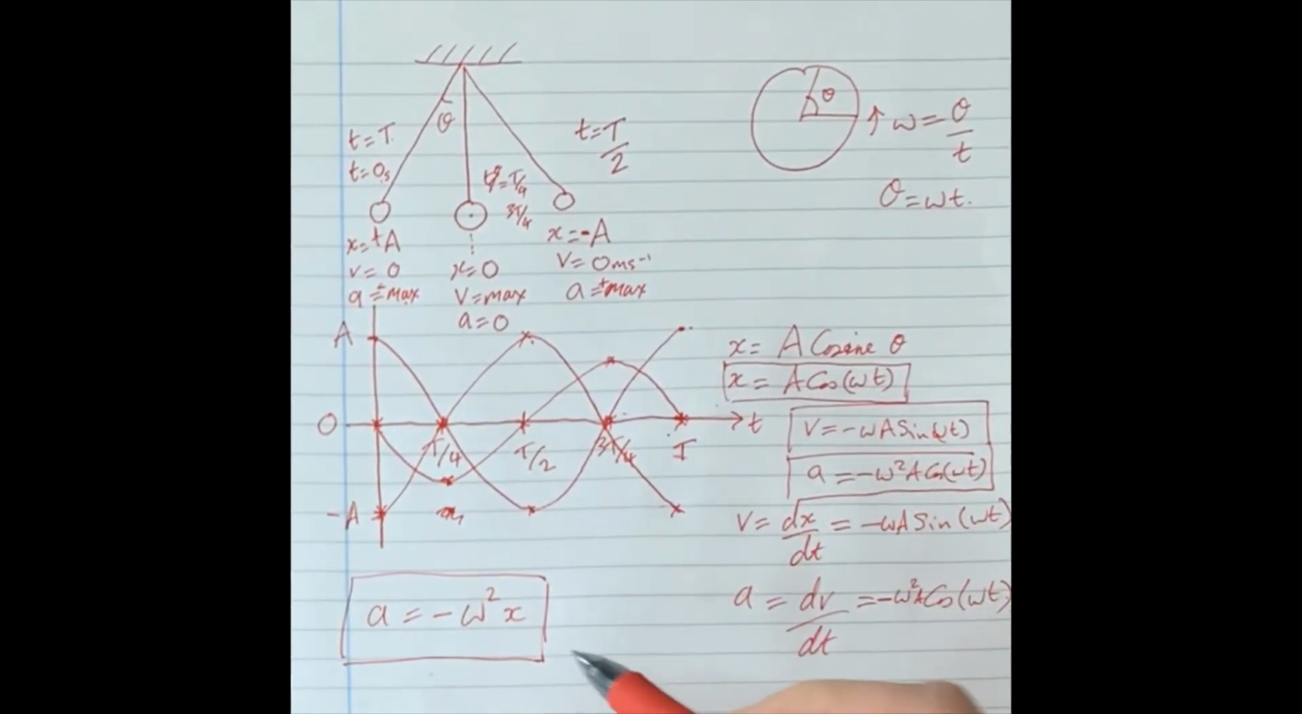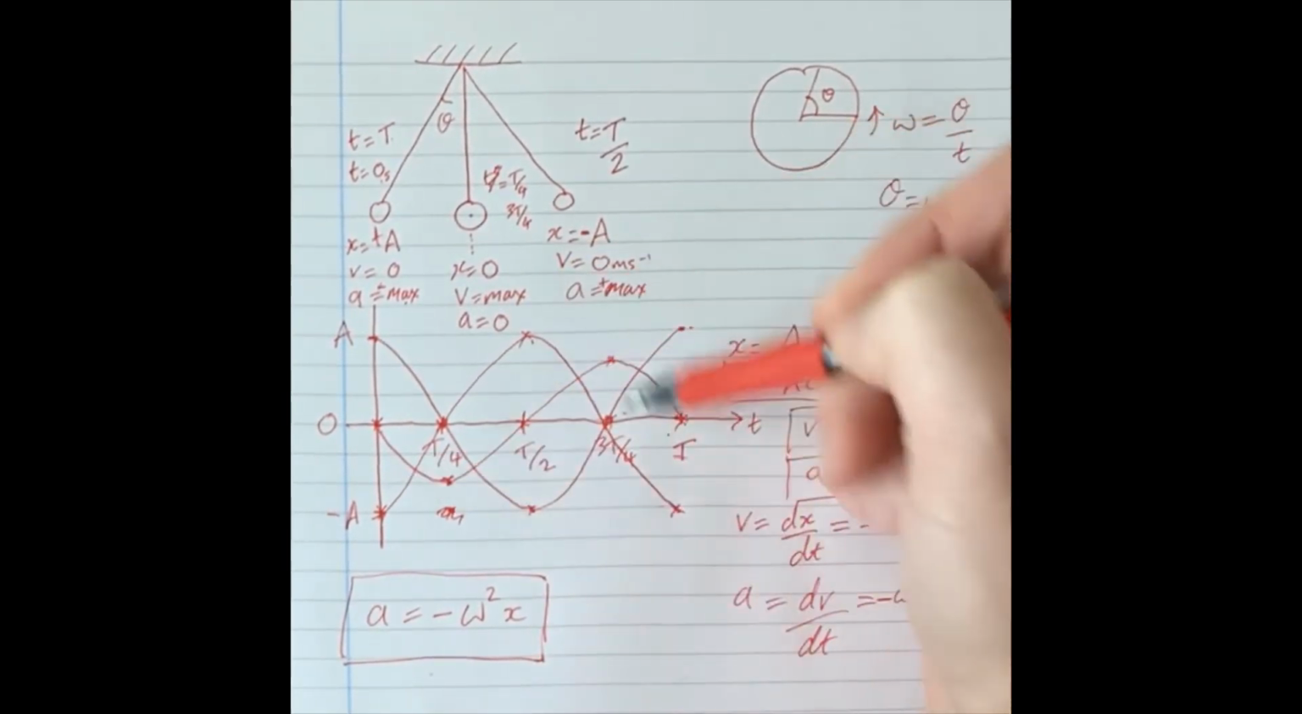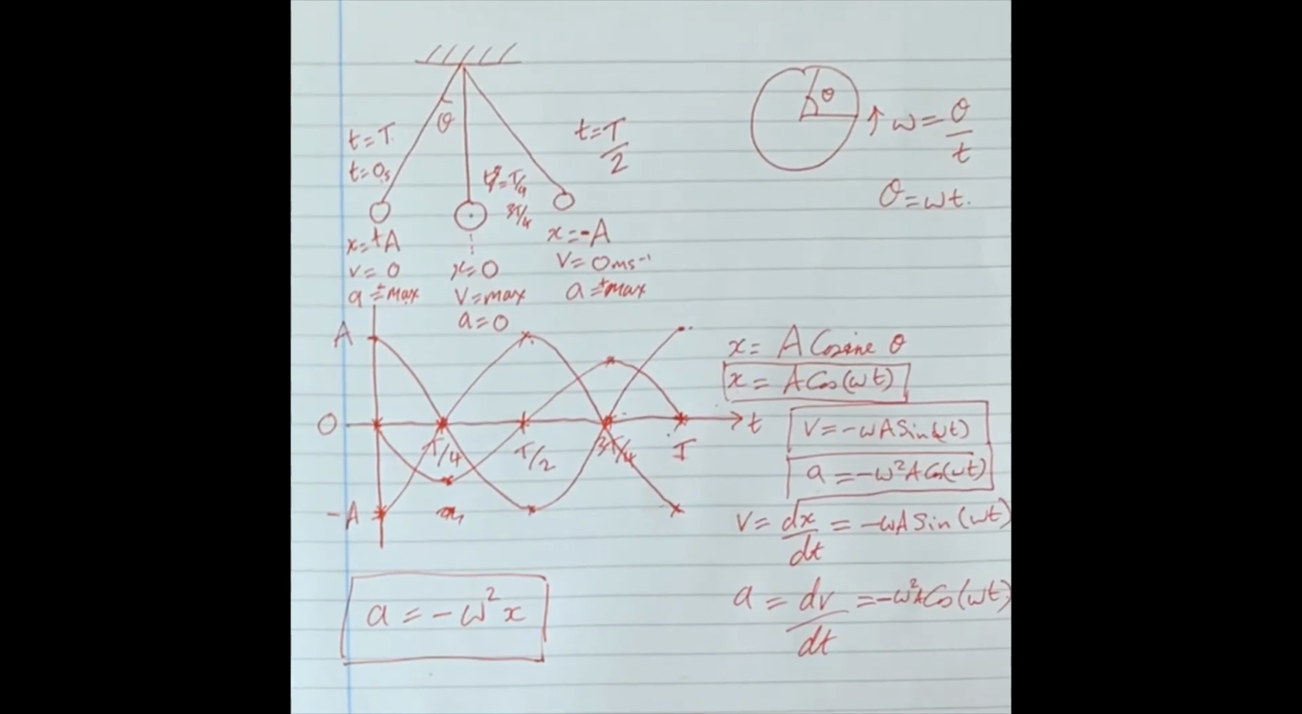And this is key to simple harmonic motion. This is what simple harmonic motion is. The acceleration is proportional to the displacement in the opposite direction, in the negative direction. Negative if that was positive, and then positive if it's negative, but in the opposite direction. And that's what this curve and this curve shows.